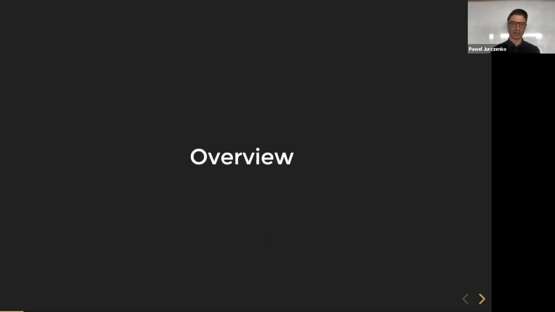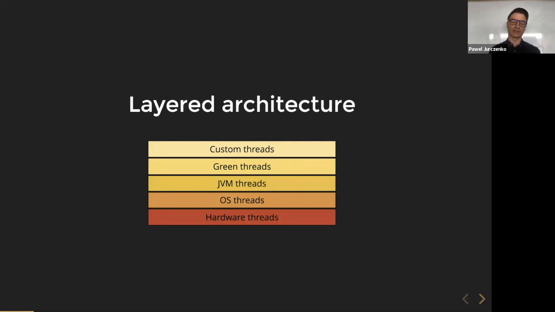Let's start by asking, how can we think about multi-threaded applications in the first place? The way I like to think about them is to visualize them as a layered architecture, where we have a couple of layers, and each layer is built on top of abstractions provided by the layer directly below. On each of these layers, we have a concept of a thread, which depending on the layer will mean something slightly different, but we'll get to that.